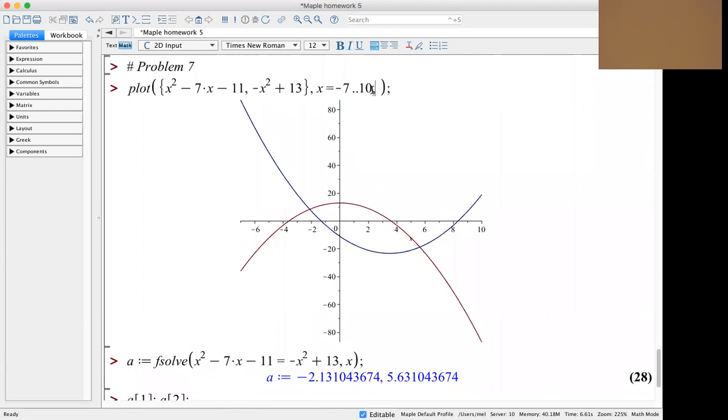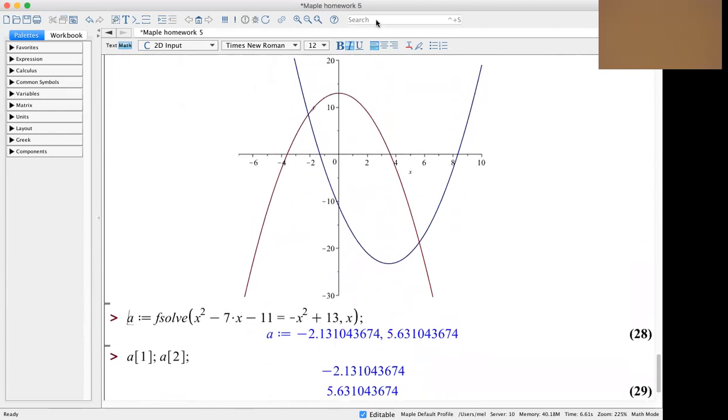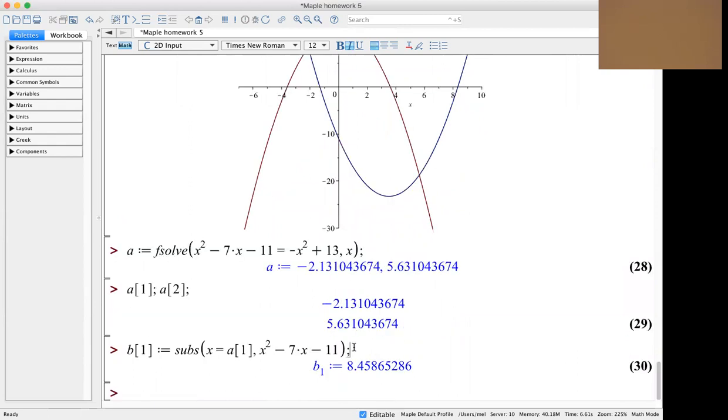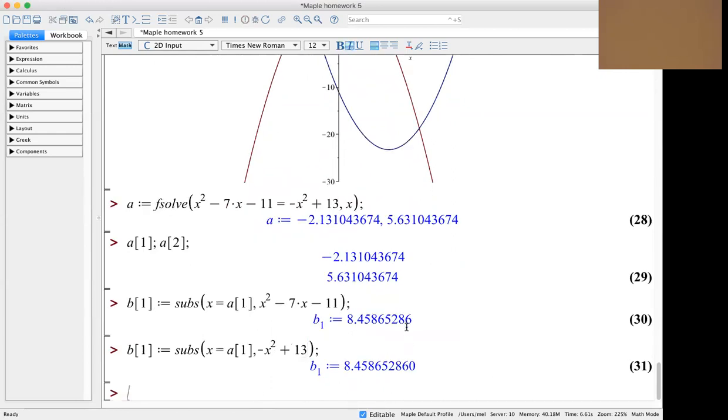Just to see this a little bit better, suppose I restrict the range of the y. So y goes from maybe minus 30 to 20. So now you can see this point of intersection, it really is this. And if you just want to double check, if you substitute A1 into the second curve, we should get essentially the same thing. Yep.